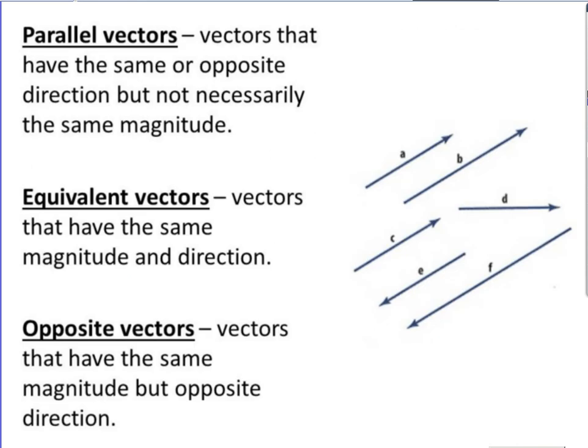Vectors can be parallel if they have the same or opposite direction, so if the vectors have the same slope. For vectors to be equivalent, they have to have the same direction and the same magnitudes. They have to have the same slope and they have to have the same length. Opposite vectors are going to have the same length, but they're going to be in opposite directions, so they're going to be pointing different directions. So an example of parallel vectors would be vectors A, C, E, and F. Equivalent vectors would be A and C because of the same length and pointing the same direction. And opposite vectors would be A and E or C and E.